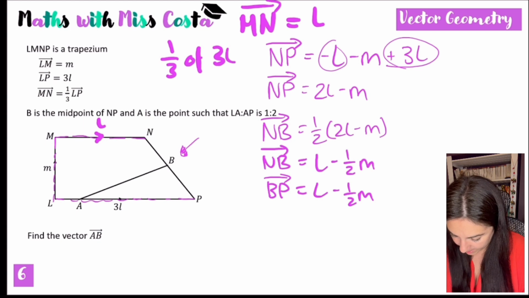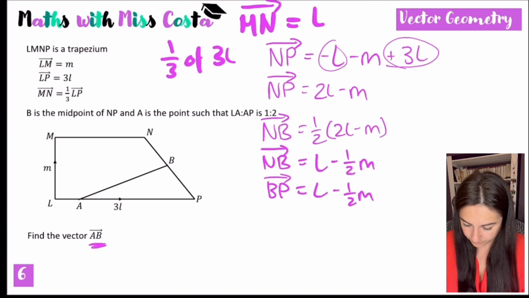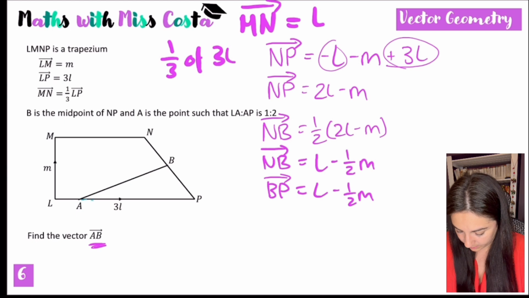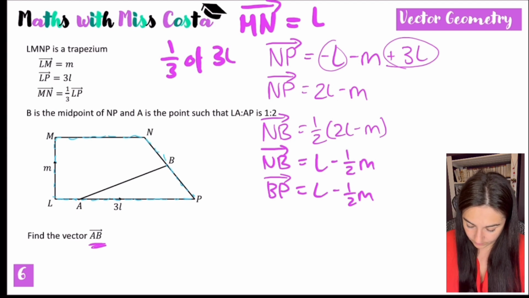So I am asked to work out the vector AB. So how can I get, let's just get rid of this, from A to B? Well, I can either go along here or I could go along here. So what do I want to do? Let's just have a think.